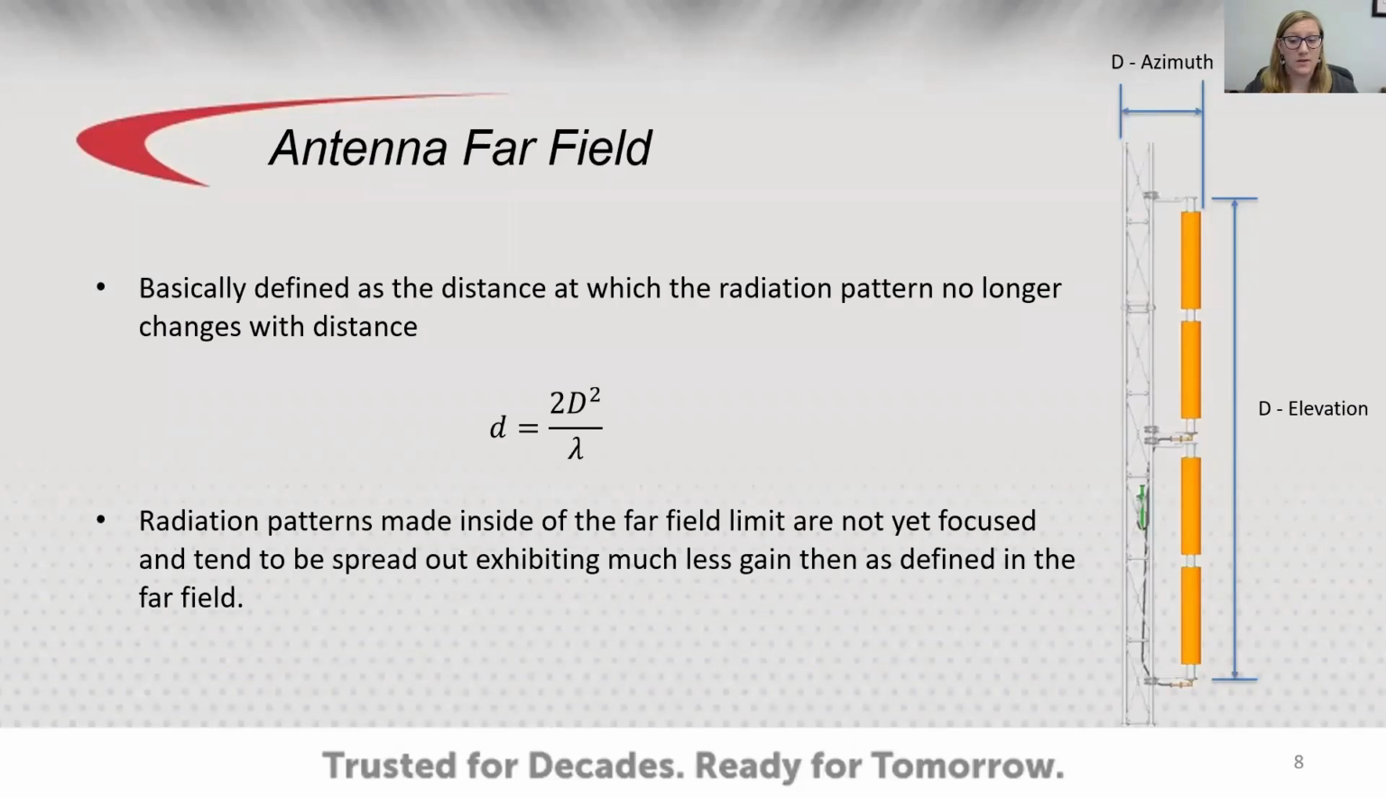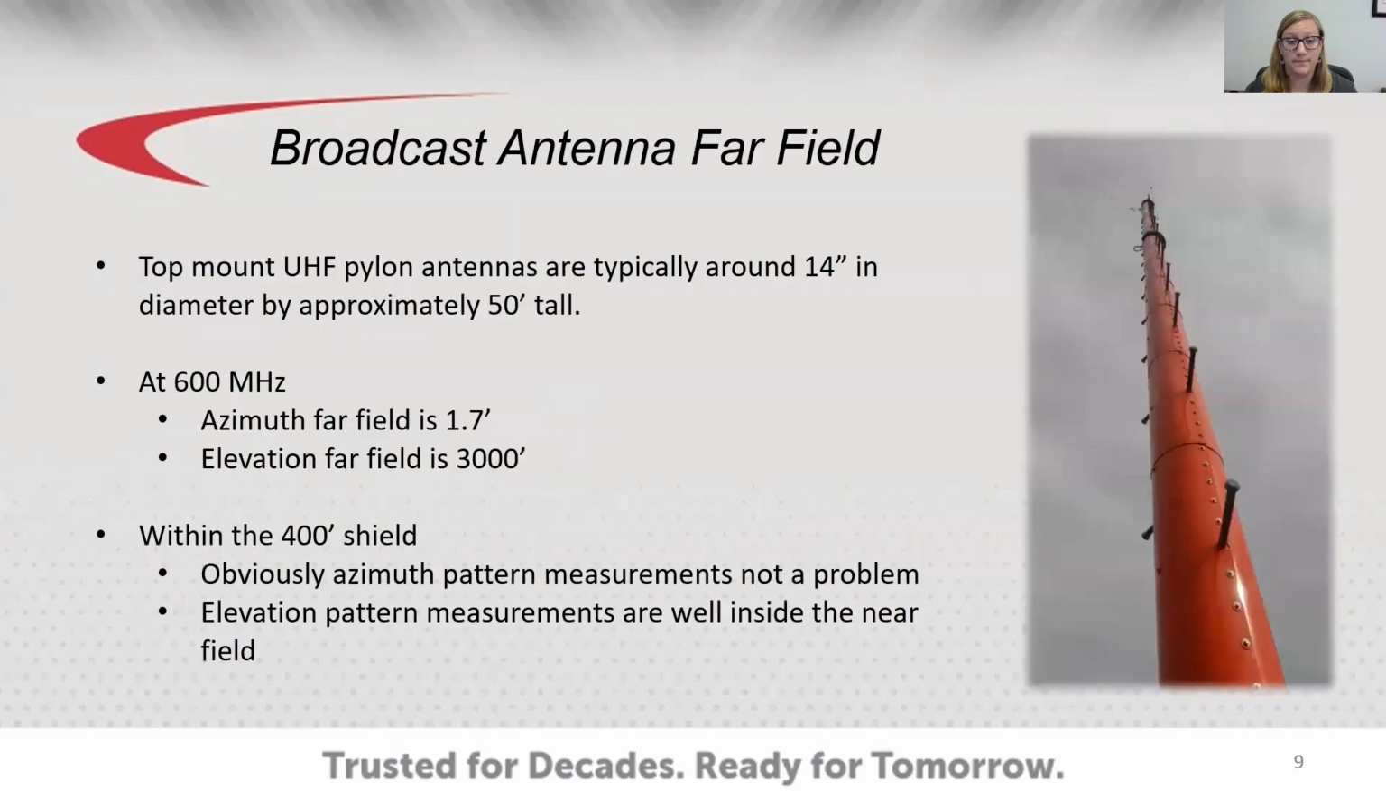Radiation patterns measured inside of the far field limit or in the near field are not yet focused and will have different characteristics than a typical far field pattern. Let's picture a typical top-mount UHF pylon antenna, about 14 inches in diameter and approximately 50 feet tall. At 600 megahertz, the azimuth pattern far field will begin at about 1.7 feet from the antenna. However, the elevation far field will begin around 3,000 feet from the antenna.